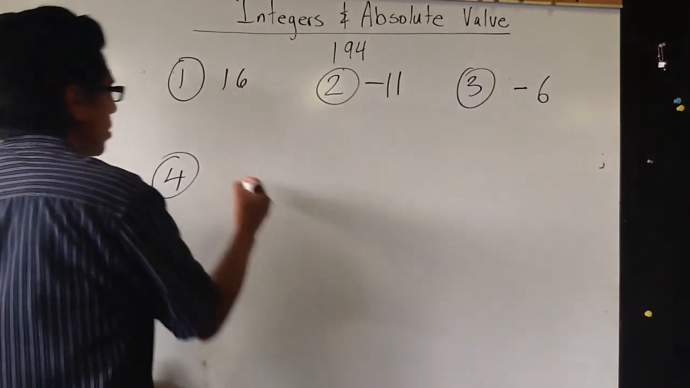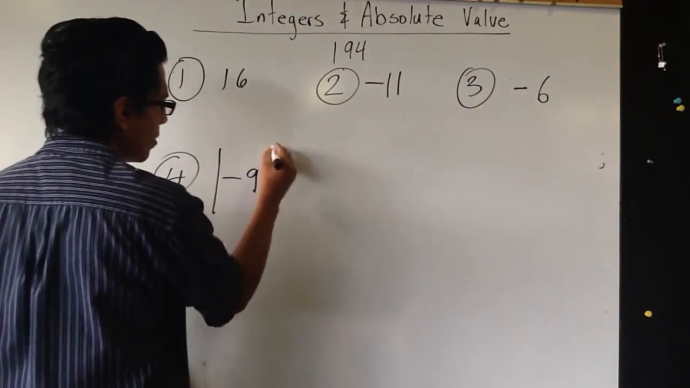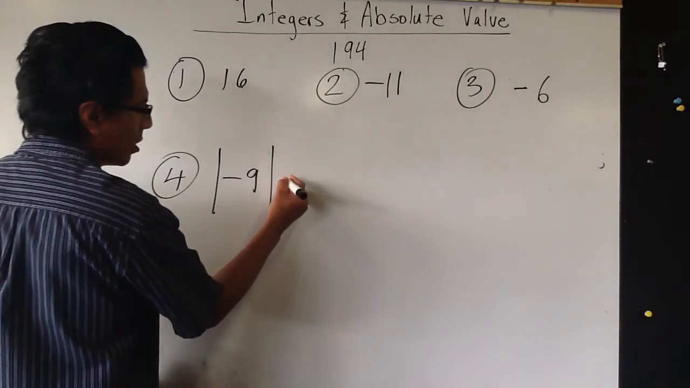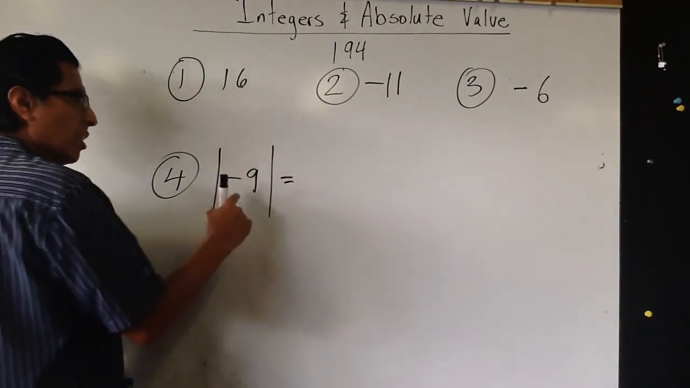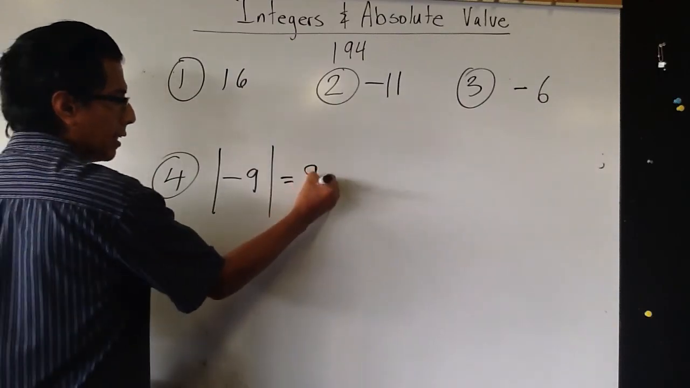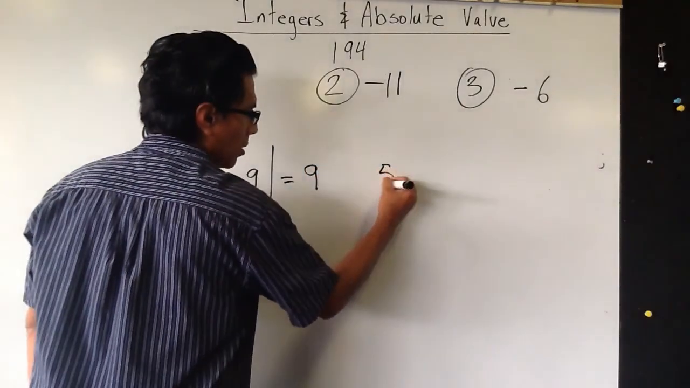Number 4. Evaluate each expression. So we talked about that. Think about that. What do those brackets mean? You're right. That means absolute value, or the distance from 0. The distance of negative 9 is from 0. Well, how far away is negative 9 from 0? 9.